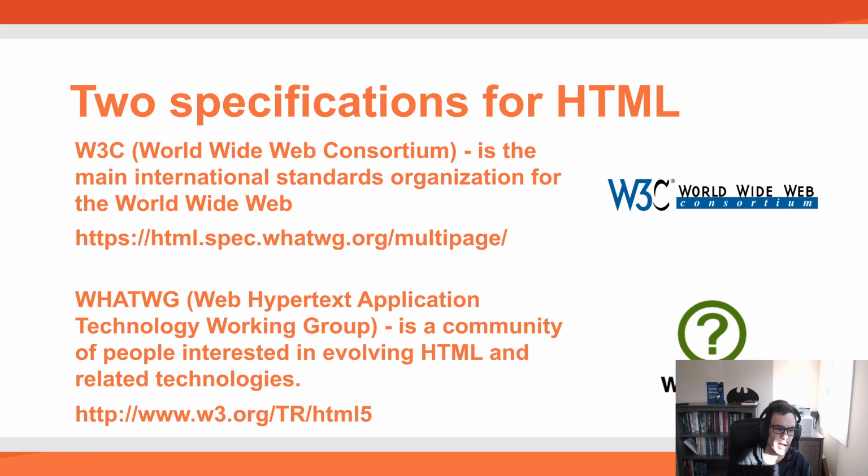Two specifications for the web, and these are companies that are working on these. The first is the W3C, the World Wide Web Consortium. It is a main international standards organization for the World Wide Web, and they control these consortiums. What they do is they take care of and handle either the creation of new tags and also the listing of the specification for HTML5. And then WhatWG, Web Hypertext Application Technology Working Group, is a community of people interested in evolving HTML and related technologies, and you can find their links at these URLs that you see on screen. Okay.